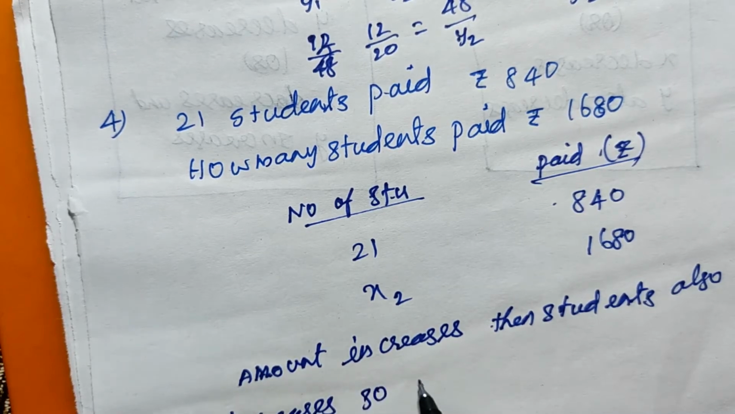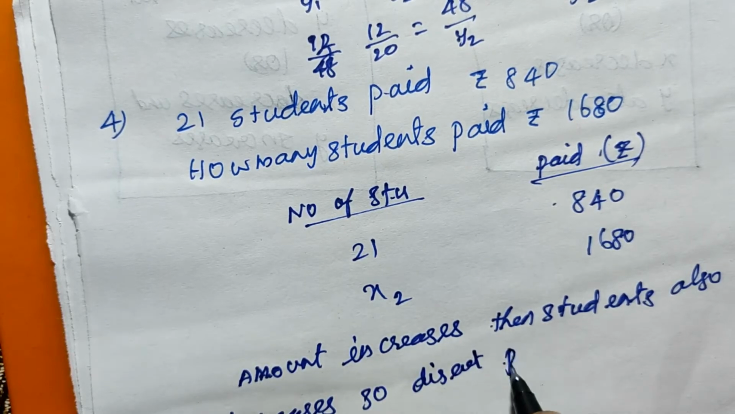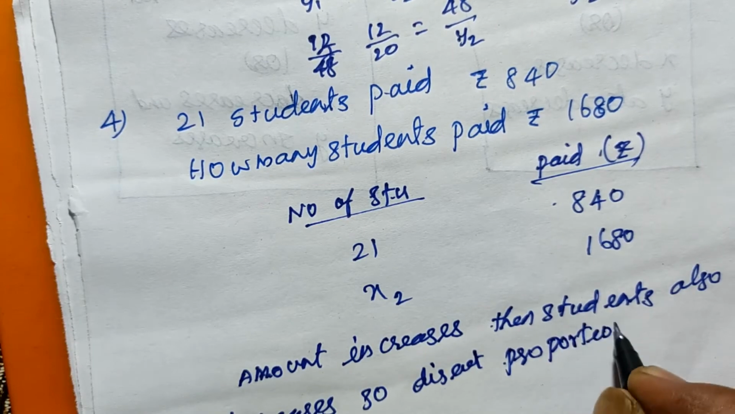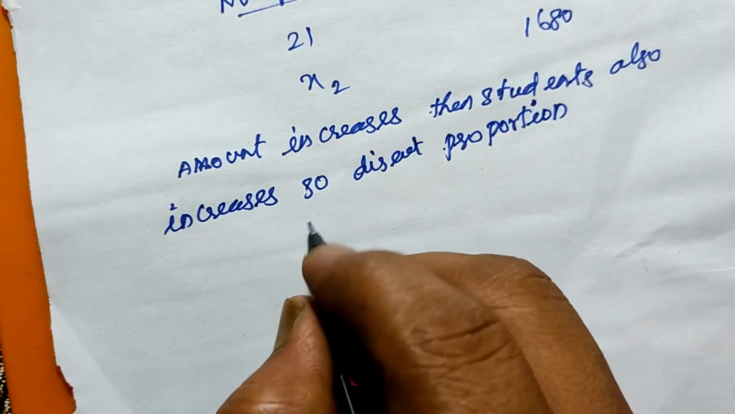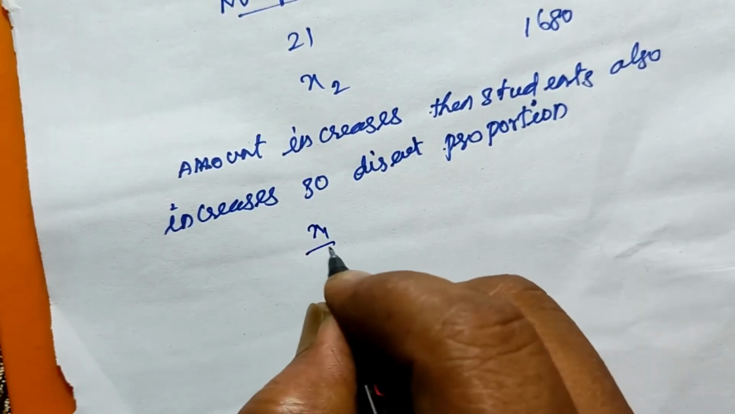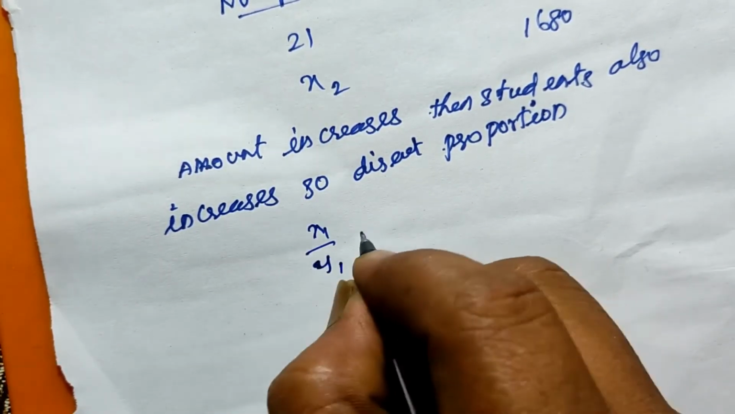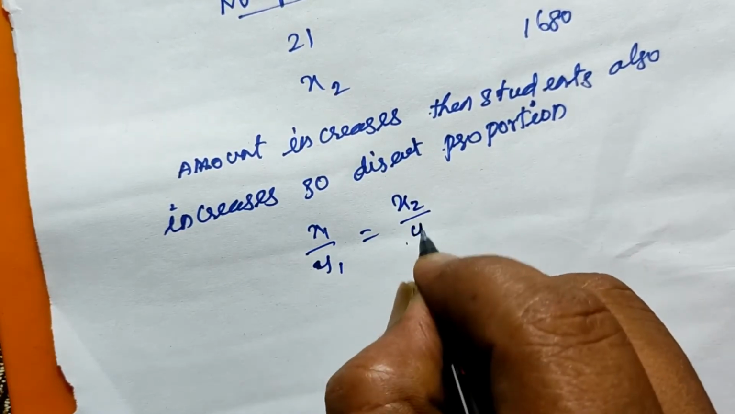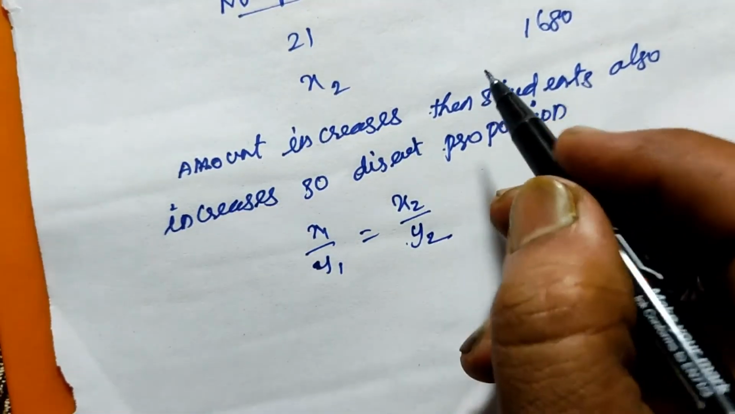So, direct proportion. Direct proportion. So what is that formula? x1 by y1 equal to x2 by y2, right?